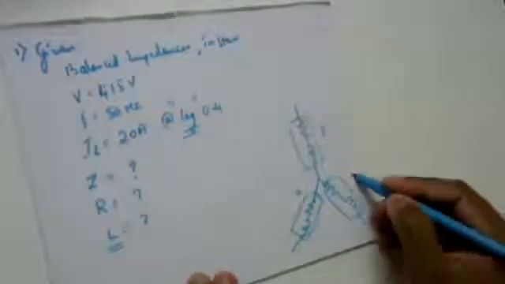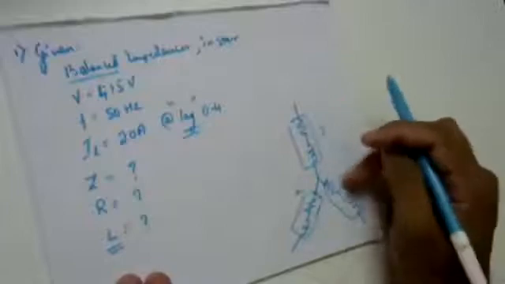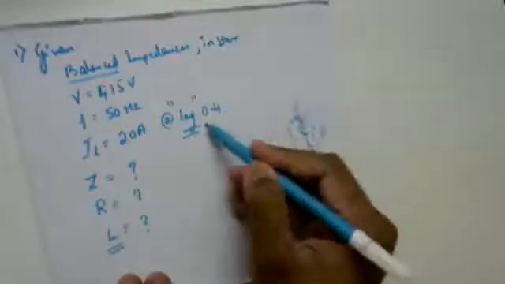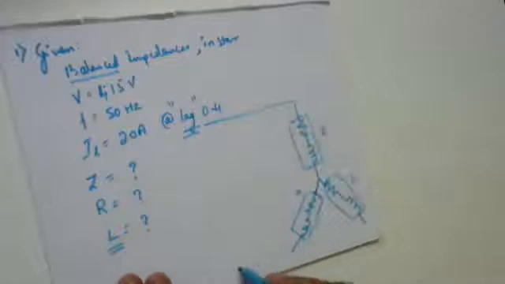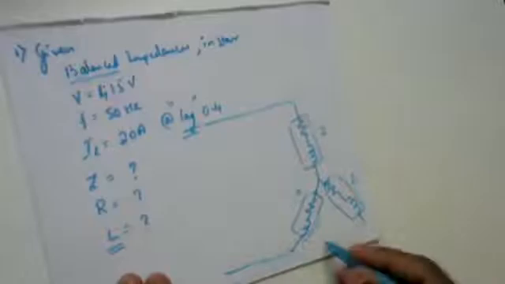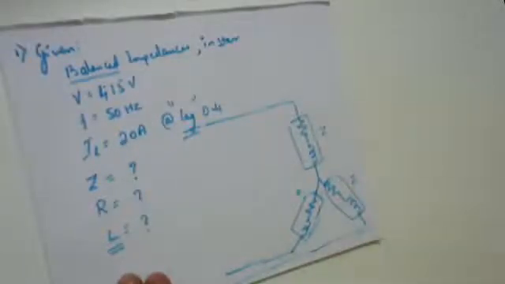You may be thinking, sir, why are you not writing ZR, ZY, ZB? Because we have said that all the impedances are balanced impedances. It means impedance of R phase is equal to impedance of Y phase is equal to impedance of B phase. So this is my R phase, the Y phase, and the B phase.